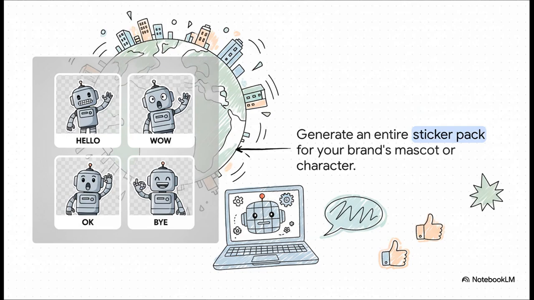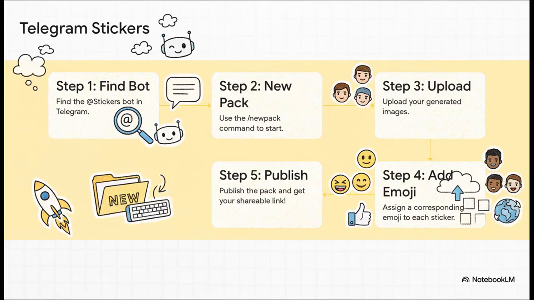You can create entire brand worlds, complete with your own unique characters. Imagine developing a mascot, like this cute little robot here, and then generating a whole set of stickers and illustrations that show off its personality. And hey, let's make this immediately useful. You can take those character images and turn them into a real Telegram sticker pack.